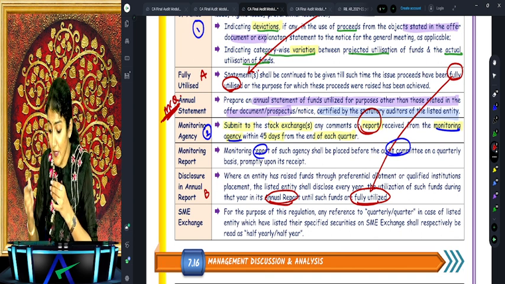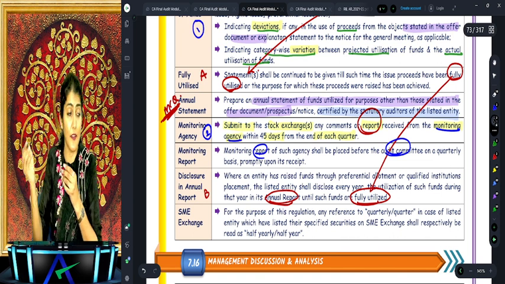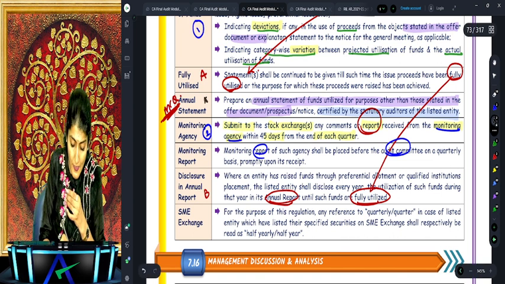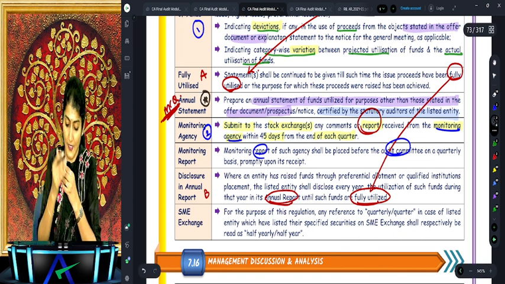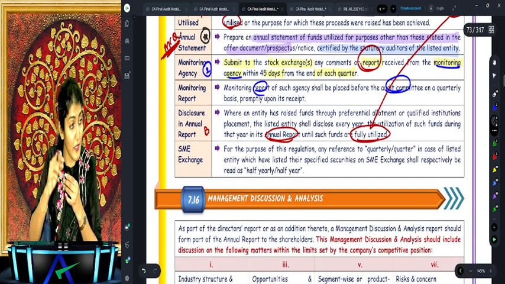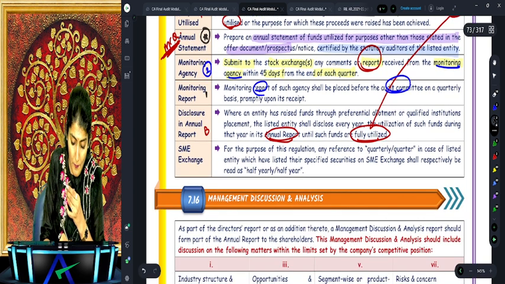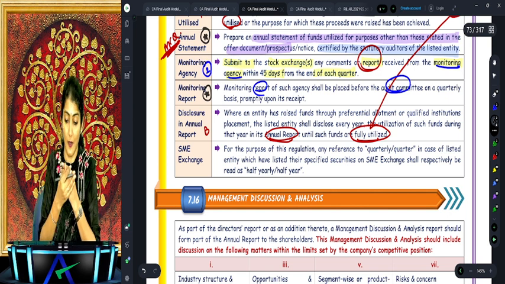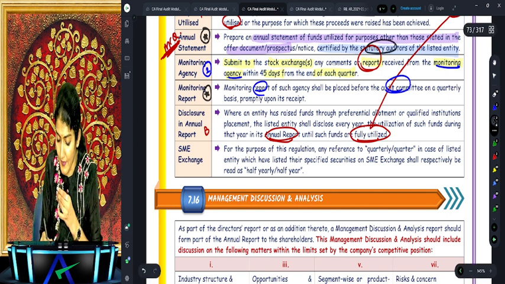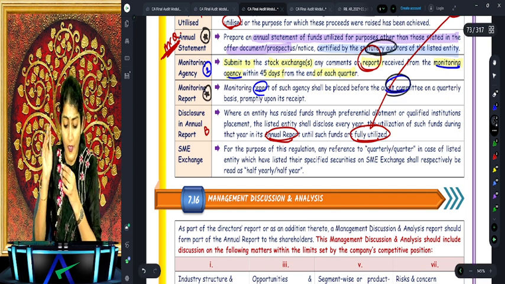Then funds utilized for purposes other than those stated in the offer document have to be certified by the statutory auditor of the listed entity. And then what does it say? The monitoring agency report also has to be placed before the audit committee. So these are 2 points. One is regarding the statutory auditor, one is regarding the audit committee.